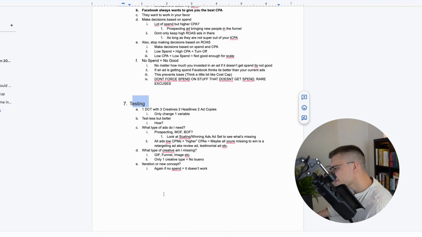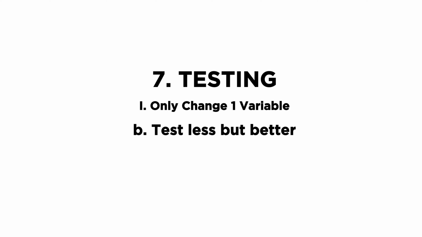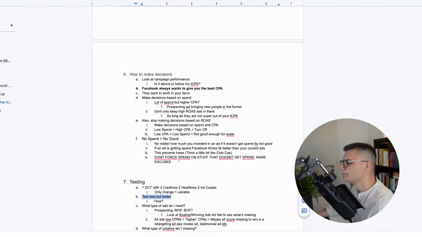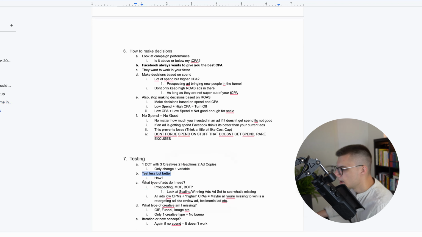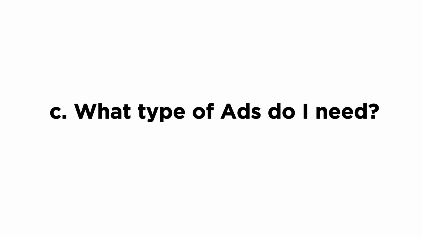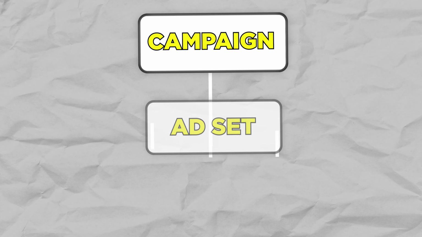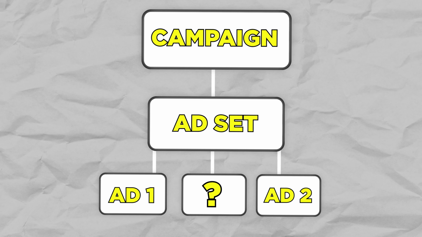So the new approach: the old approach was testing a ton of different stuff, just seeing what sticks, wasting a lot of money. Now we test less but better. Now how do you do that? You first start by identifying the ads that you need. Do you need a prospecting, middle of funnel, bottom of funnel ad, right? Look at your scaling and winning ad set to see what's missing.